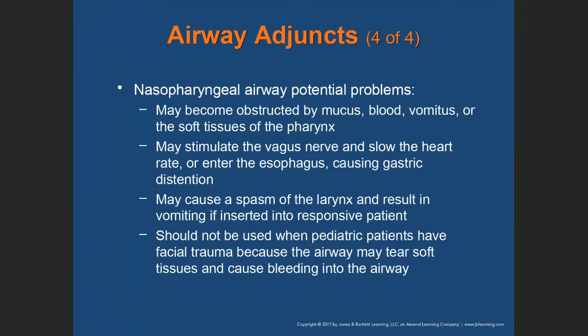Nasopharyngeal airway potential problems. It may become obstructed by mucus, blood, vomitus, or the soft tissues of the pharynx. It may stimulate the vagus nerve, which slows down the heart rate. It can end up in the esophagus. It can cause gastric distension. It may cause a spasm of the larynx and result in vomiting if inserted into a responsive patient. It should not be used when pediatric patients have facial trauma because the airway may tear soft tissues and cause bleeding into the airway.